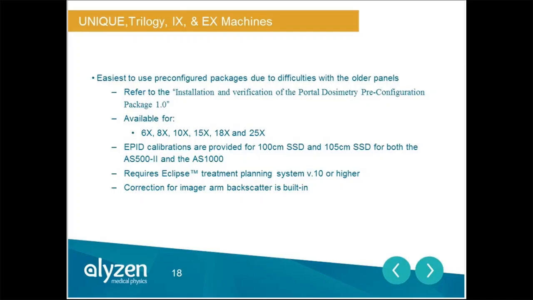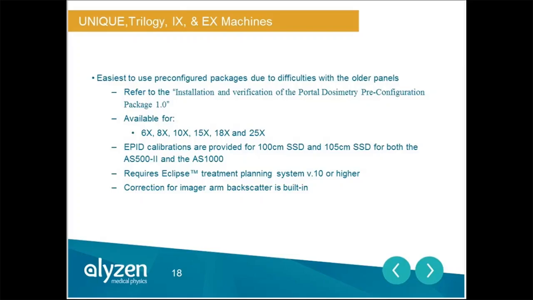And I also find that these pre-configured packages do a pretty good job. Those are available for a wide array of energies: the 6, the 8, the 10, the 15, the 18 and the 25, and I've used it for all of those except for the 25, and I get good results on everything. The EPID calibrations for those are provided for the 100 SSD or the 105 SSD, whichever is your preference. And we should note that this requires Eclipse version 10.